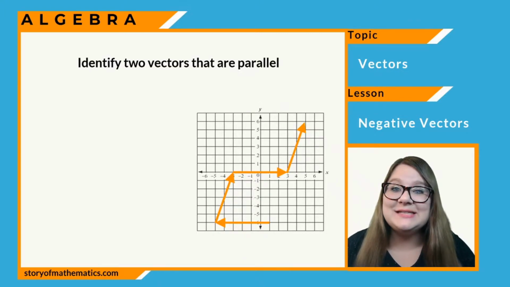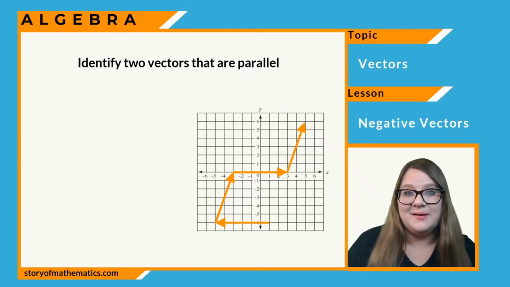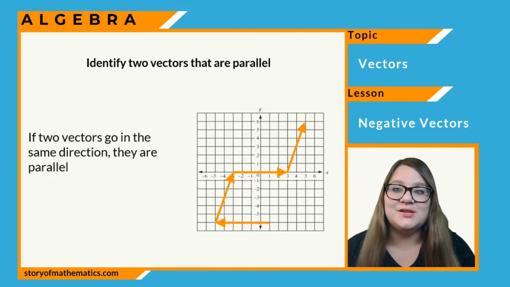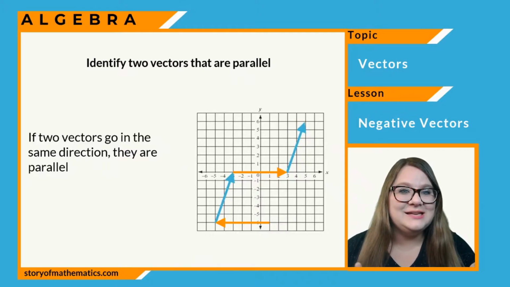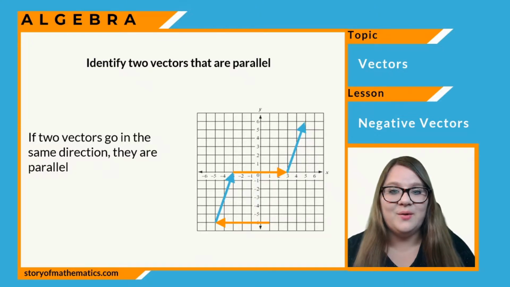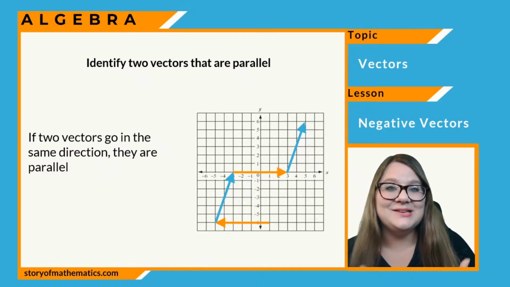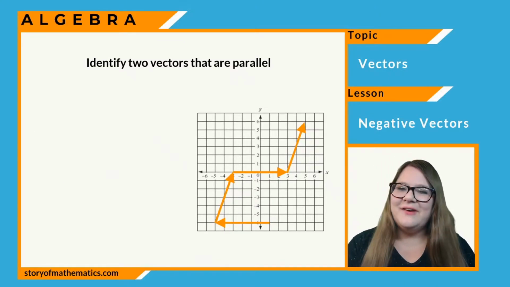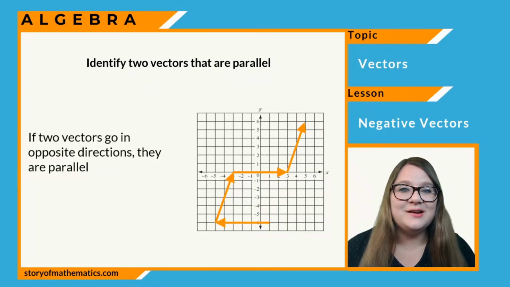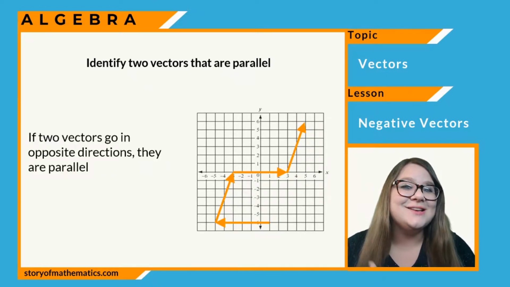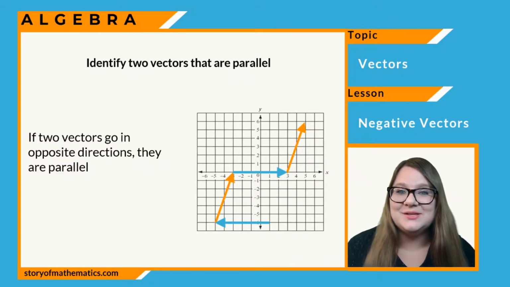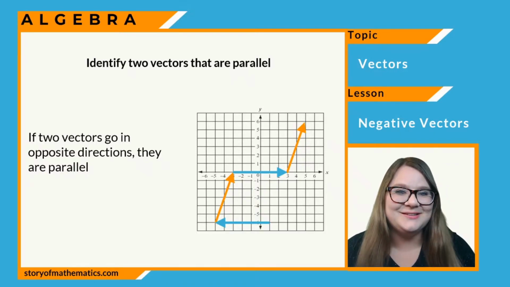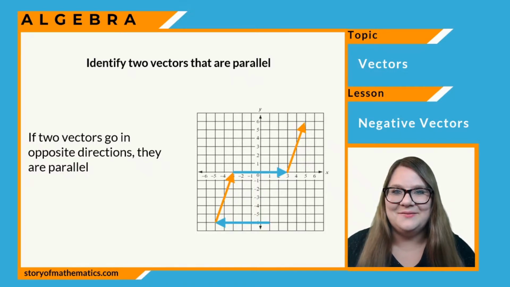Let's say I want to identify two vectors that are parallel. Remember, if two vectors go in the same direction, they are parallel. So I can find that these two are parallel because they both go up and to the right, where they're going up 6 and right 2. Now, I could find two more that are parallel here because vectors that go in exact opposite directions are also parallel. When we look at these two, you can see one goes directly to the right and one goes directly to the left. So these are also parallel vectors.